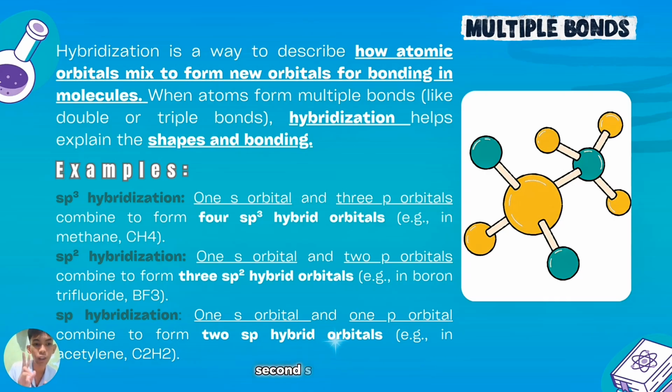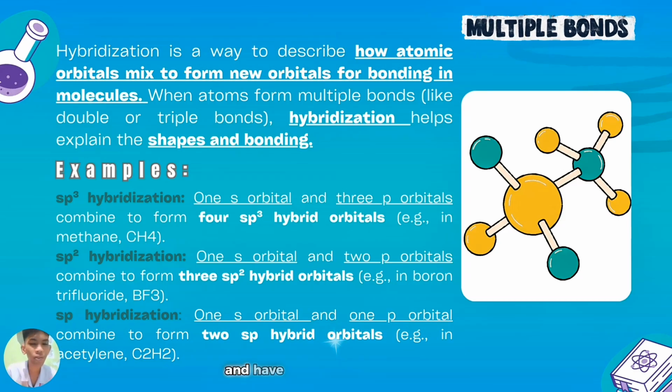Second, sp2 hybridization, which involves one s orbital and 2 p orbitals combined to form 3 sp2 hybrid orbitals, like the ones found in boron trifluoride or BF3. Third, sp hybridization, which involves one s orbital and one p orbital combined to form 2 sp hybrid orbitals, for example, in acetylene, C2H2. Now you might be wondering, how does each hybridization always have one s orbital? We'll learn it again as the slide progresses.